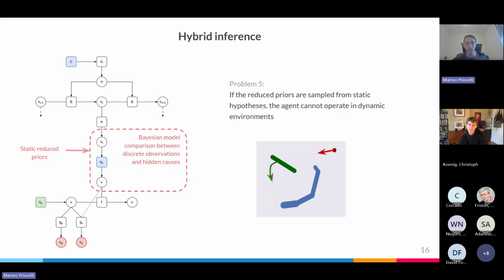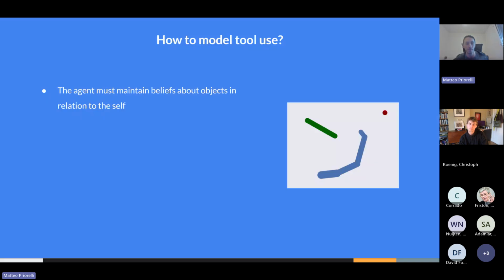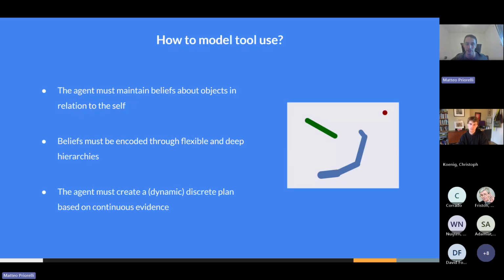And the problem here is that if these reduced priors are sampled from static hypotheses, the agent cannot operate in dynamic environments. So we need a way to update these reduced probability distributions. So I summarized the several problems into three main points. For modeling tool use, the agent must maintain beliefs about the objects in relation to the self, that these beliefs must be encoded through flexible and deep hierarchies, and that the agent must create a dynamic discrete plan based on continuous evidence.